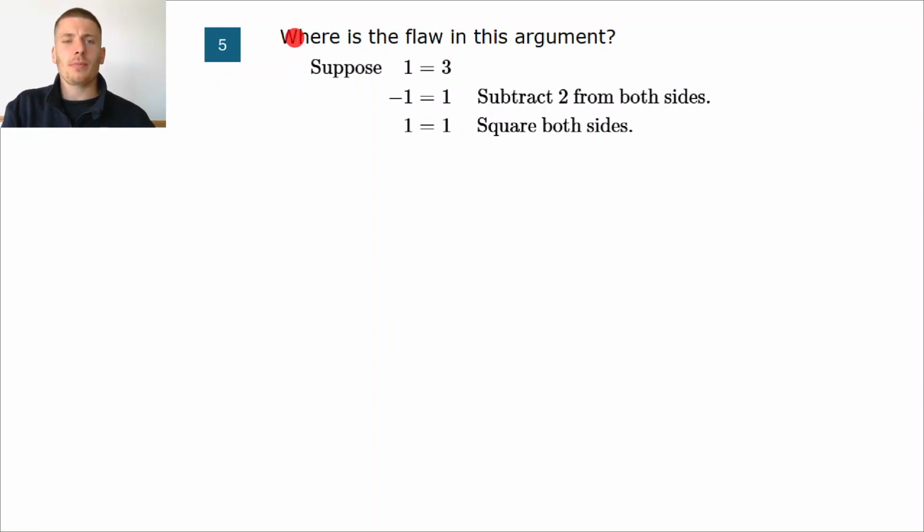Okay, so it says, where is the flaw in this argument below? So suppose 1 is equal to 3. A bit of an interesting first line there, but it could cause a bit of confusion, right? It says, subtract 2 from both sides. Well, to begin with, that piece of logic is fine.